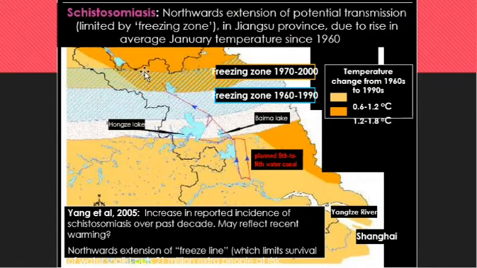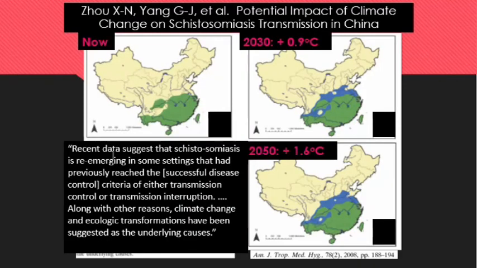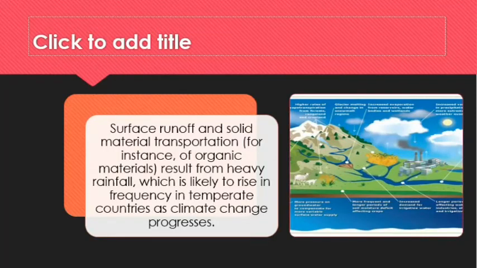So, ito yung kung saan siya kumakalat. Sample lang siya, but that's not really important. So, another transmission from China. So, the surface runoff and solid material transportation, for instance, of organic materials, is a result from heavy rainfall, which is likely to rise in frequency in temperate countries as climate change, as tumataas ang temperature natin dahil sa climate change.